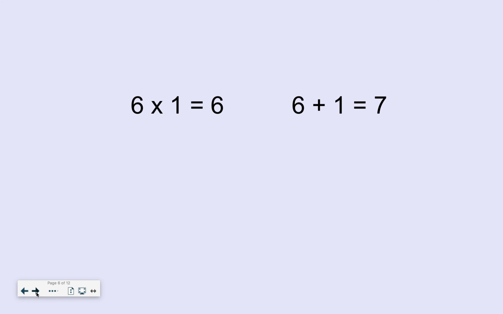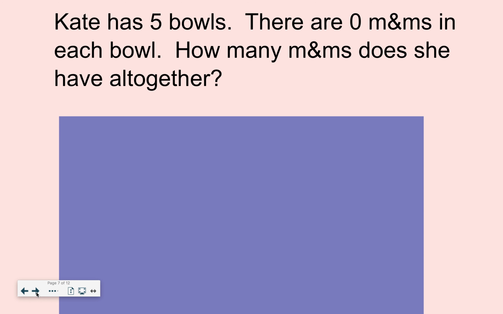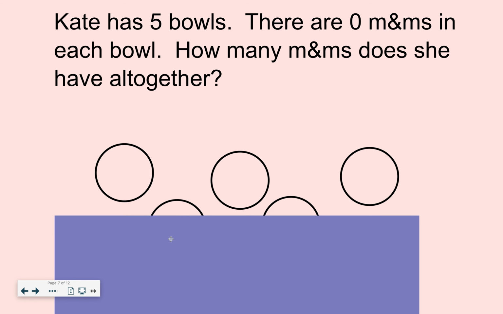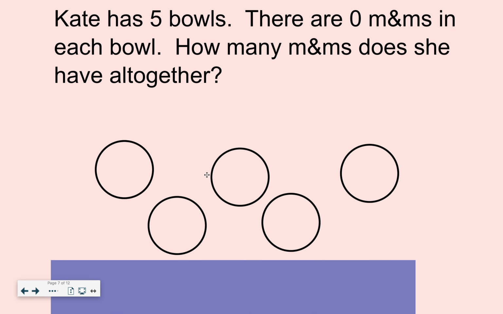Let's move on to zeros. Let's draw this picture out. Kate has 5 bowls. There are 0 M&Ms in each bowl. How many M&Ms does she have altogether? So here are my 5 bowls, and there are 0 M&Ms in my bowls. So how many does she have altogether?